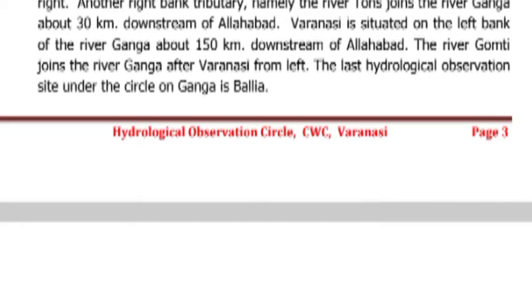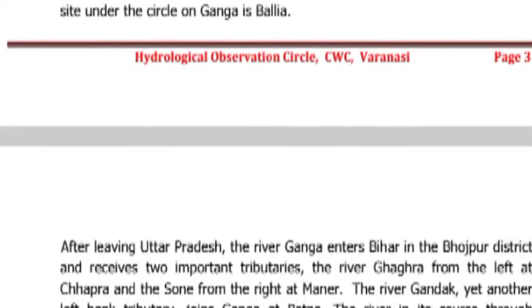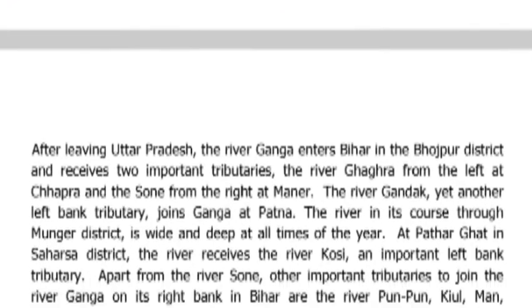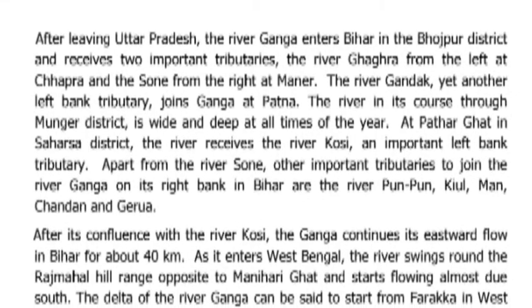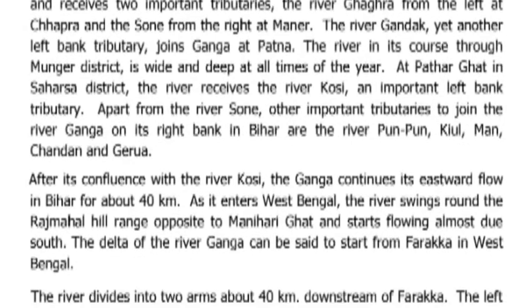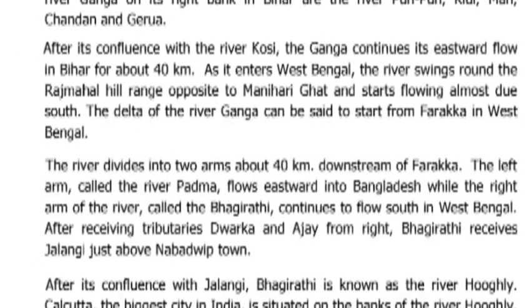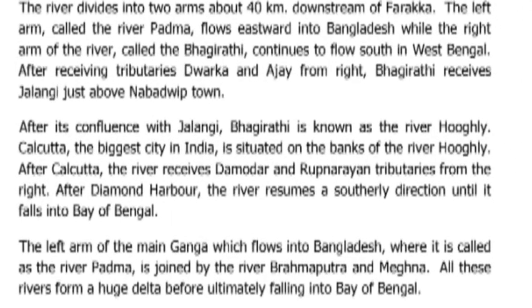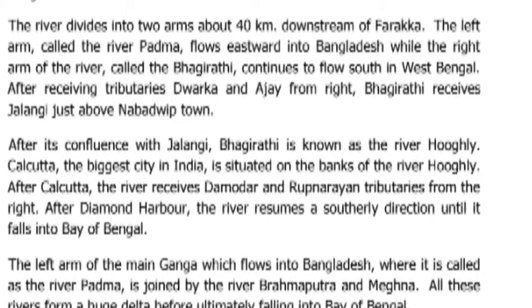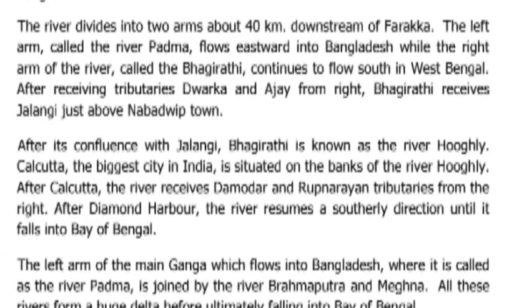The river Ramganga, the first major tributary of the river Ganga, joins it from the left in the Hardoi district. The first hydrological observation site under this circle on Ganga is Shahzadpur. At Allahabad, river Ganga receives its biggest tributary, the river Yamuna, from right. Another right bank tributary, the river Tons, joins the Ganga about 30 kilometers downstream of Allahabad. Varanasi is situated on the left bank of the river Ganga about 150 kilometers downstream of Allahabad. The river Gomti joins the Ganga after Varanasi from left. The last hydrological observation site under the circle on Ganga is Ballia.